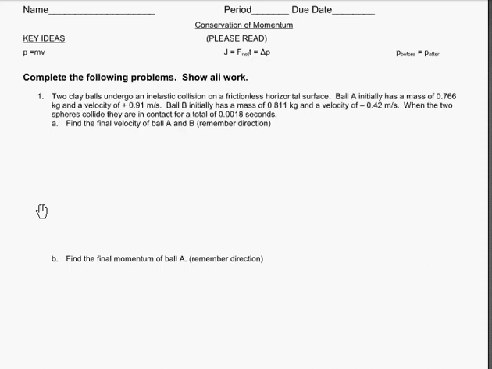Let's do this one real quick. Two clay balls undergo an inelastic collision on a frictionless horizontal surface. Ball A initially has a mass of this. Okay, so let's start recording our variables real quick.